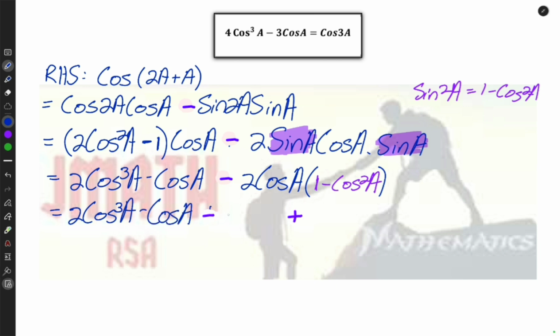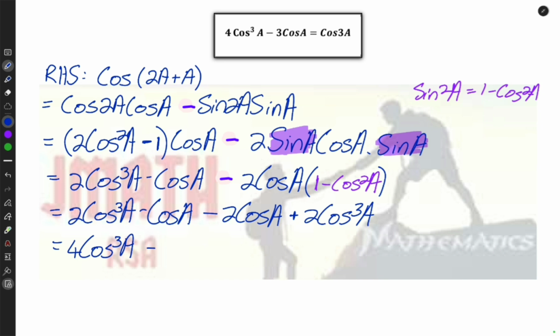So I'm just multiplying 2cos A with 1, so that just stays 2cos A, and then 2cos cubed A. And there we go. I actually have their answer. Now I can see the cos cubed terms are the same, so that would just be 4cos cubed A, and then minus 3cos A, and wonderful. Now left-hand side equals right-hand side.